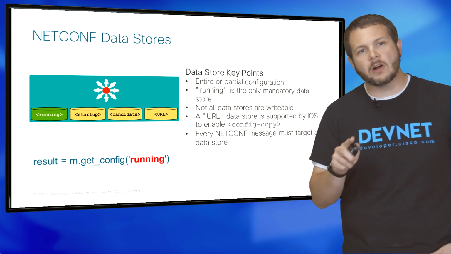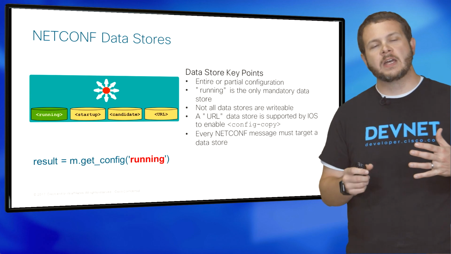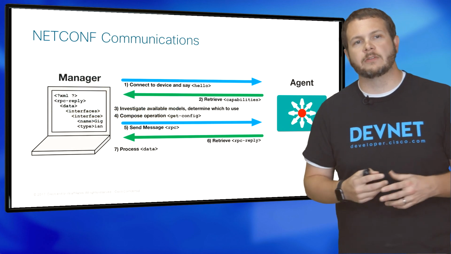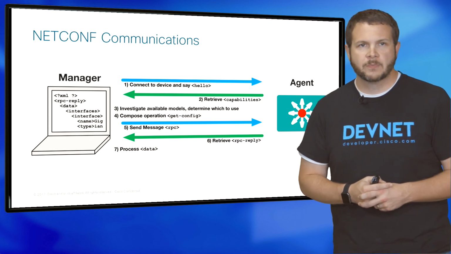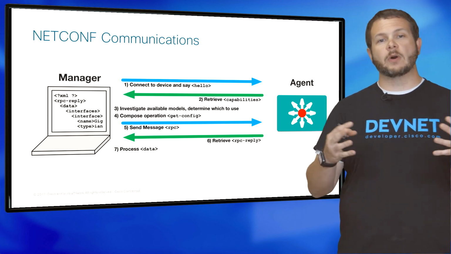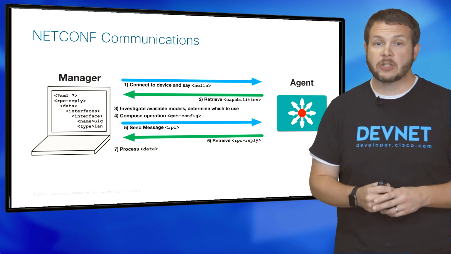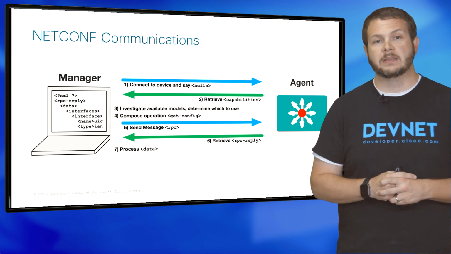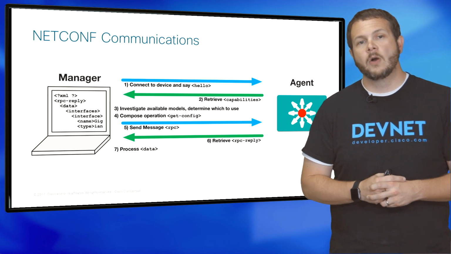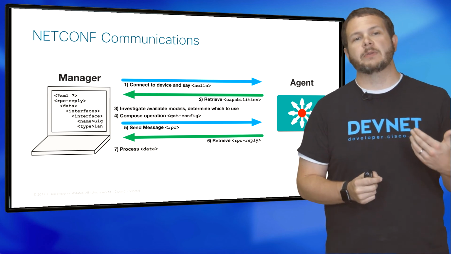Now, when we get started with NETCONF and we want to use it as a network configuration protocol, there's a flow of steps that we're going to use. The first step is we'll connect to our device and say hello. Again, we could do that with raw SSH, but in a moment we'll see how we can do that using ncclient and Python in a much more efficient way. Once we've connected, we'll retrieve the capabilities back.